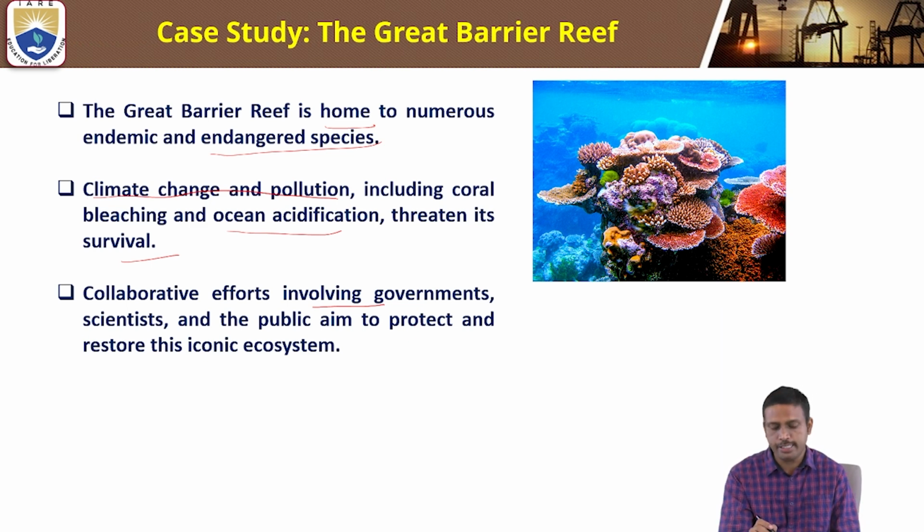In the case study of the Great Barrier Reef, it is home to numerous endemic and endangered species. Climate change and pollution, including coral bleaching and ocean acidification, threaten its survival. Collaborative efforts involving the government, scientists, and public aim to protect and restore its iconic ecosystem.